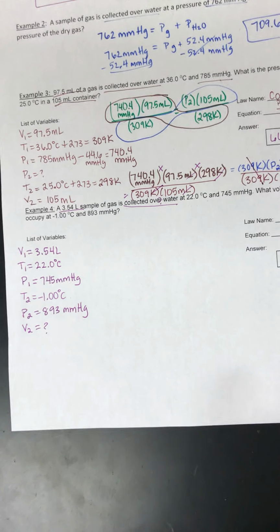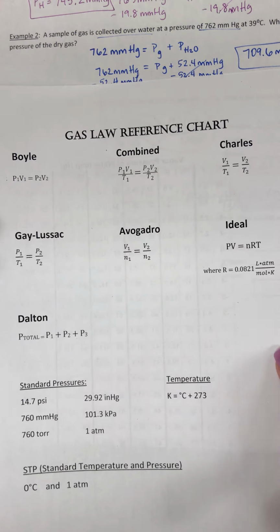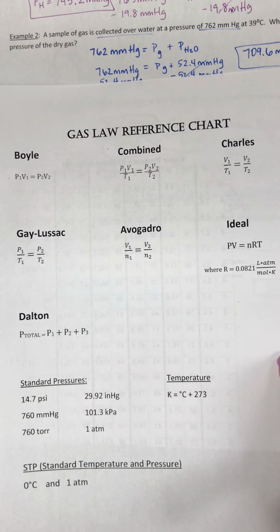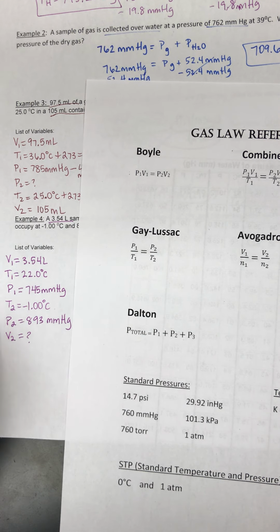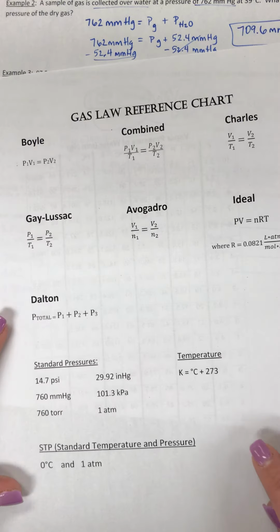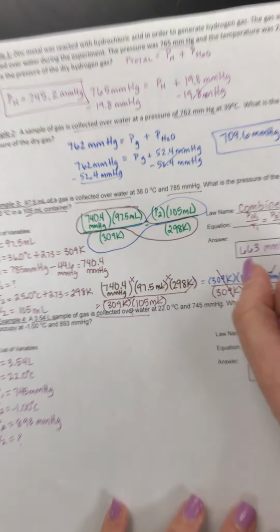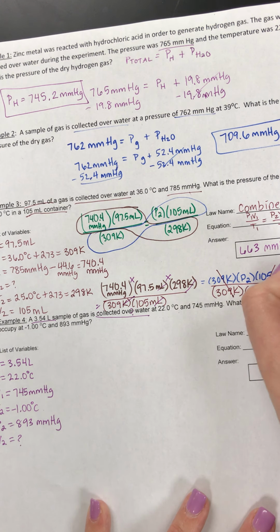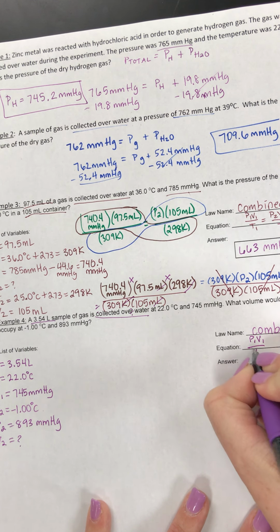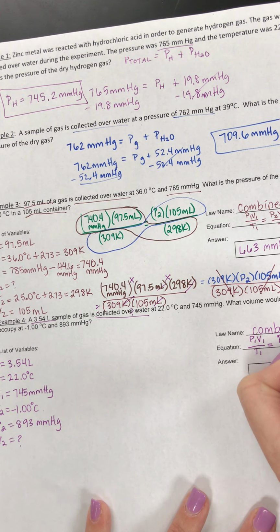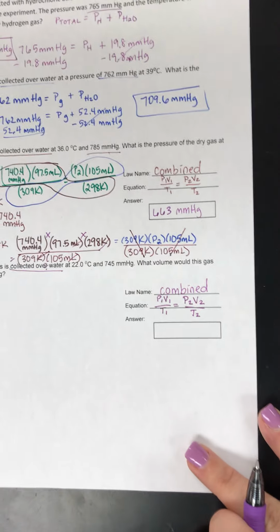Okay, so again, before we do all our conversions, let's look at our gas law reference chart. Which law involves pressure, volume, and temperature for all of it? PVT. So that's gonna be combined again. All of these are combined if they're not just subtracting like that. Okay, so this is the combined gas law. And the equation again is P1 times V1 divided by T1 equals P2 times V2 divided by T2. Okay, so make sure you're writing that down.